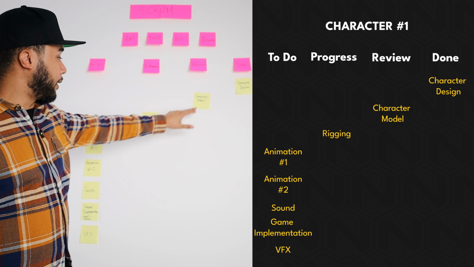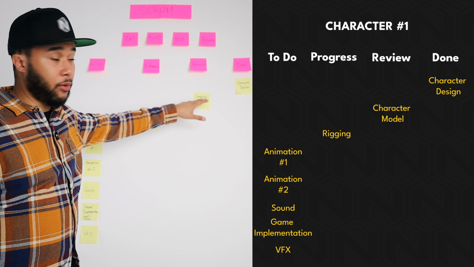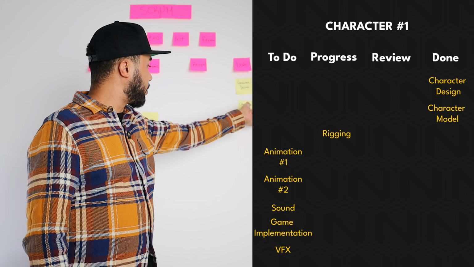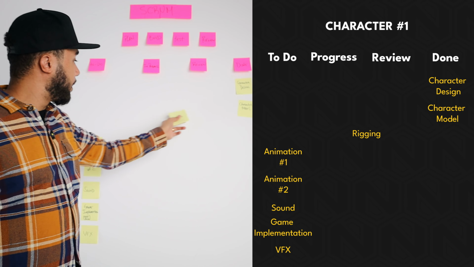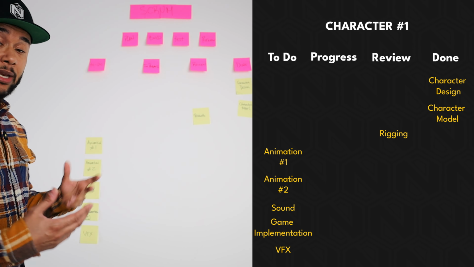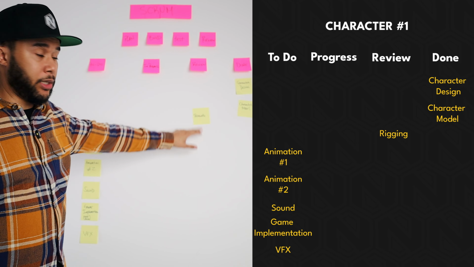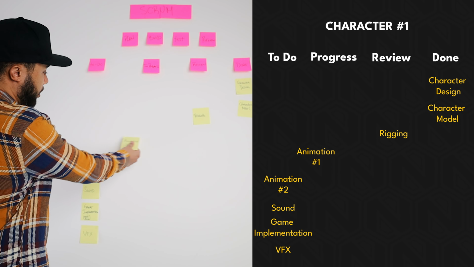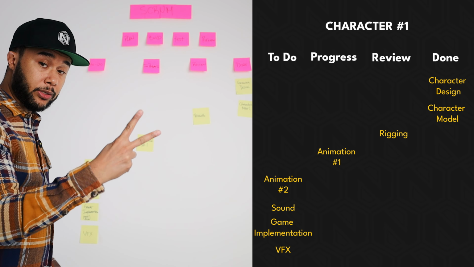So rigging is being done, character model is being done. We might once again go back through a few iterations of this, but eventually this also gets done, and rigging is now in review, which is normally with the animation director or the animation lead to make sure that it's really, really good. Now, if rigging is in review, we can start playing with animations, right? So let's say we have 2 animators in the team.